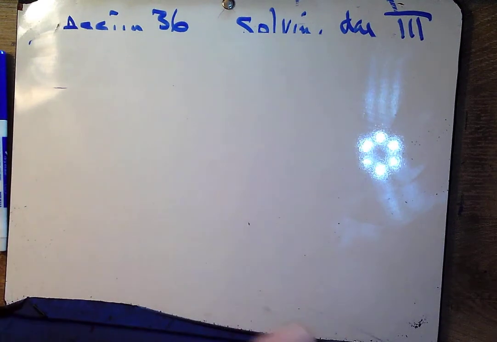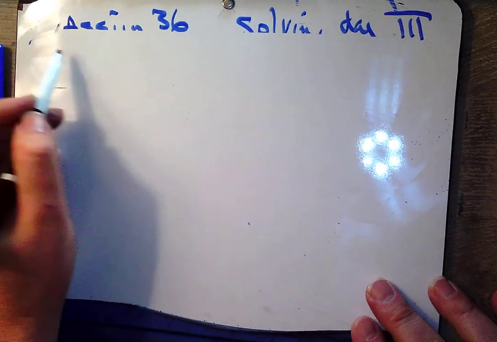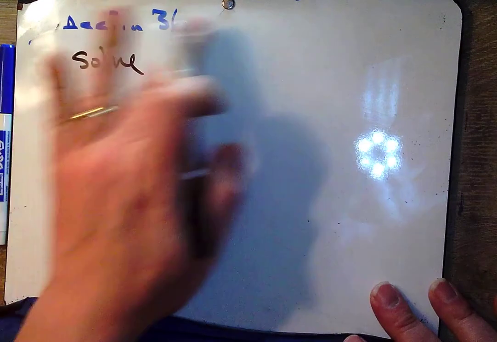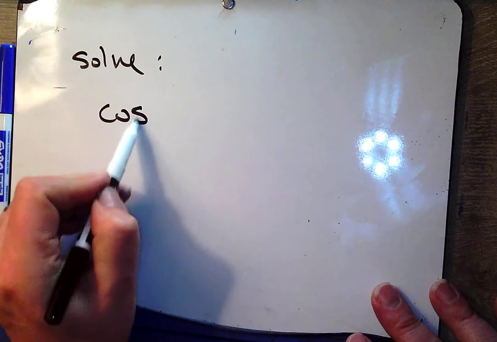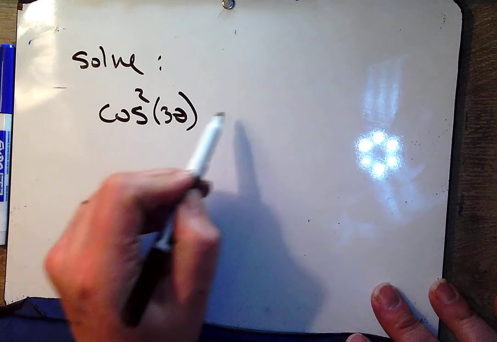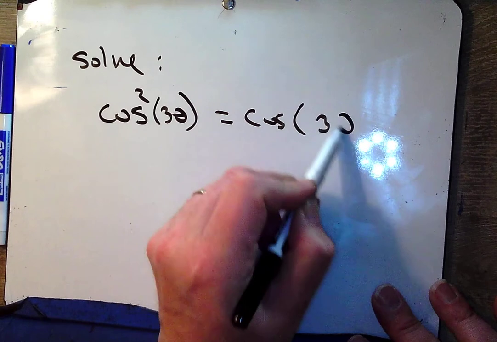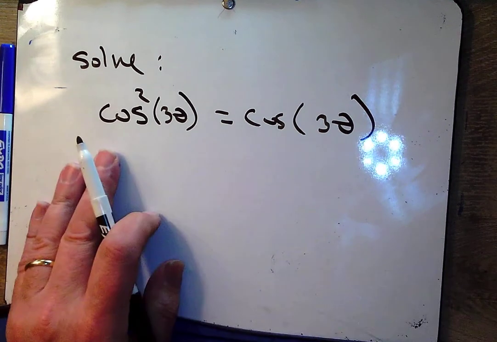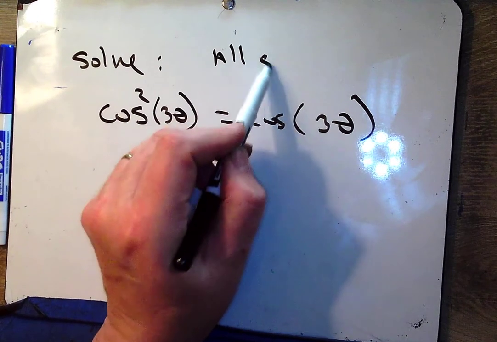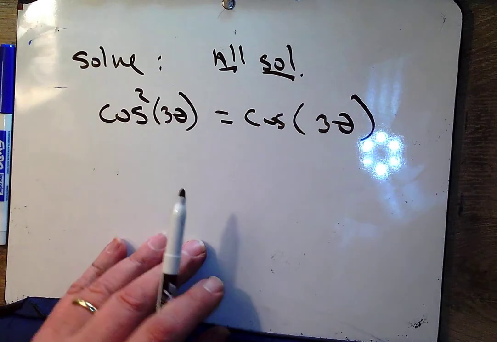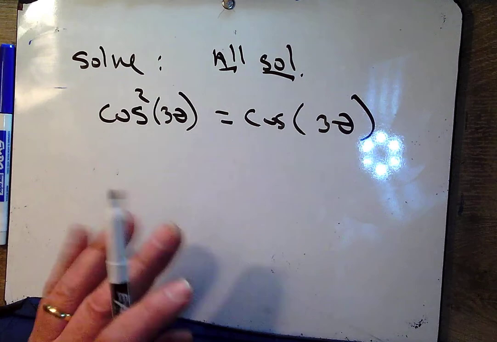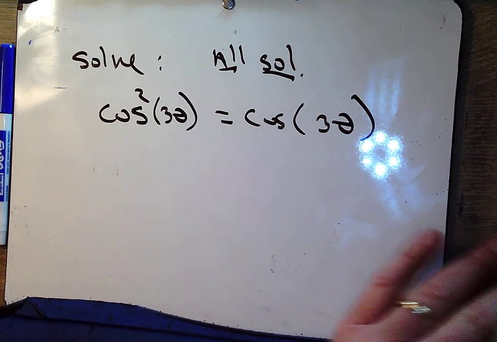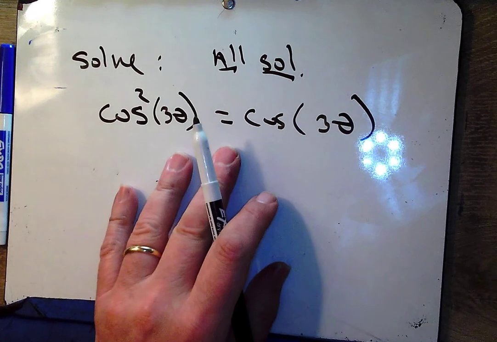Okay, how about this one? Solve. Problem says solve. That's the directions. Cosine squared 3 theta equals cosine 3 theta. Okay, so this is the all solutions one. So show me how to do this one with all solutions. Pause the video, give it a try. You really need to be practicing. I promise, if you practice this now, you're more likely to be able to do it on your assessment.